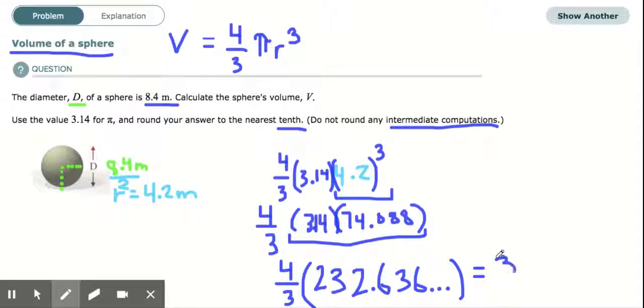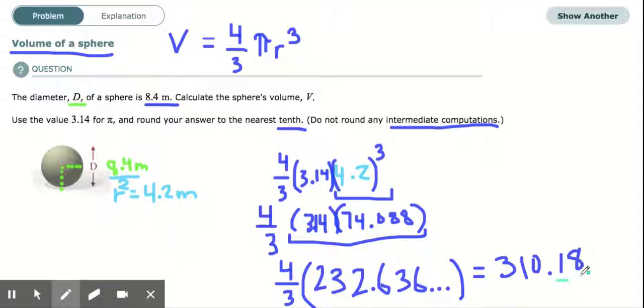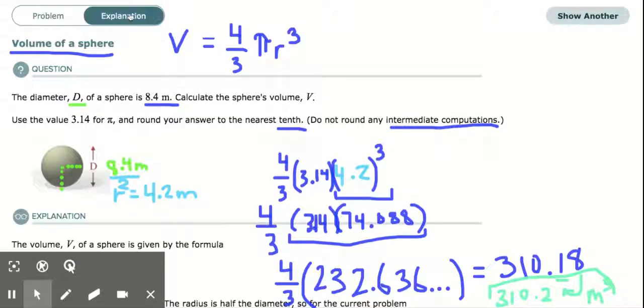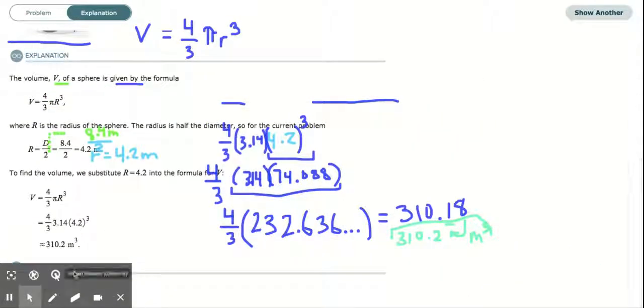I get 310.18. But since I'm rounding it to the nearest tenth, I'm rounding to this place. So an 8 rounds this one up. So my final answer is 310.2. This is meters, so this is in meters cubed. 310.2 meters cubed. There's your answer.